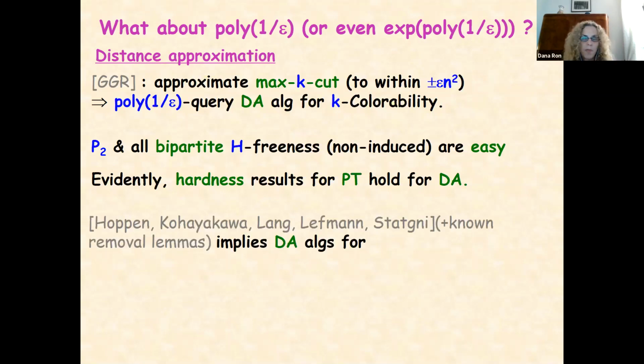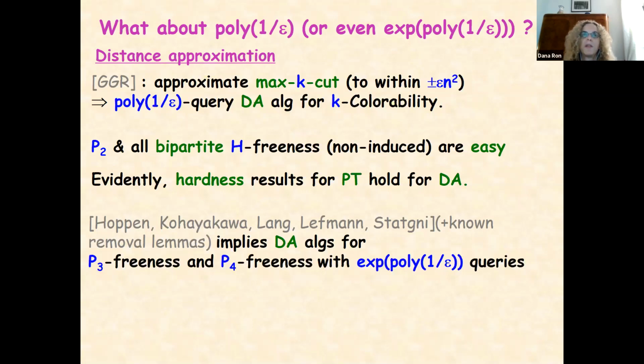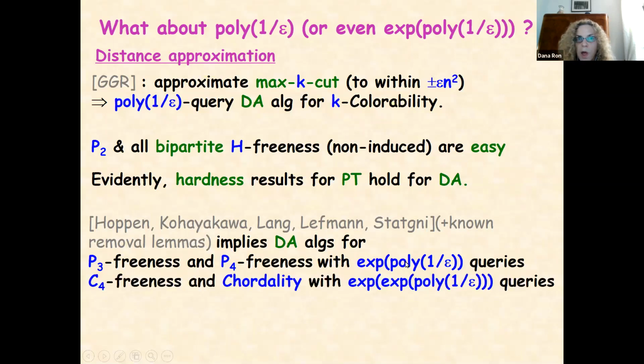And one more thing that I mentioned on the positive side. One of the papers that actually appeared before, Hopen et al., their result with some additions applied to distance approximation algorithms. Now this is going to be important for my context. Remember those properties before? P3 and P4 induced freeness with exponential in poly 1 over epsilon, and for C4 freeness and chordality with double exponential in poly 1 over epsilon. Okay, so I'll remind you of this.